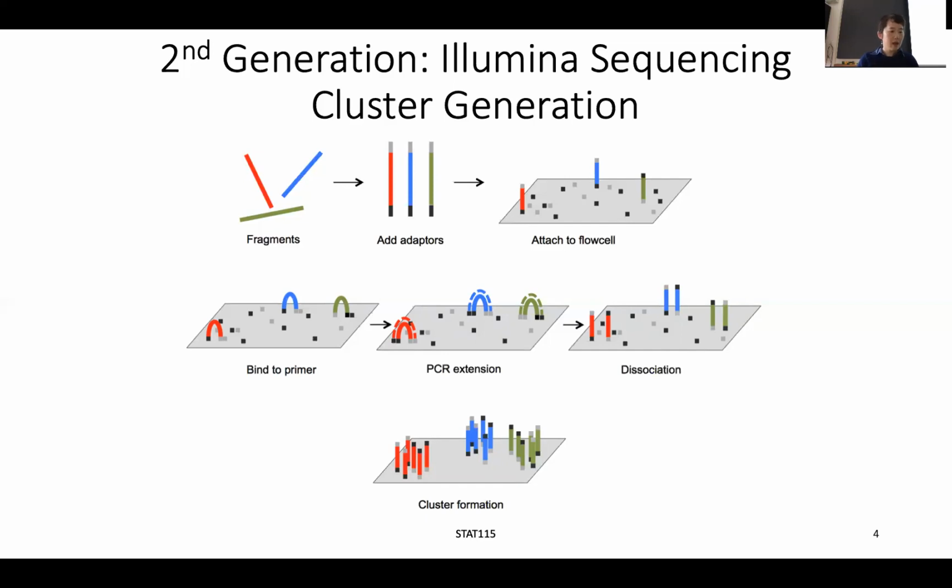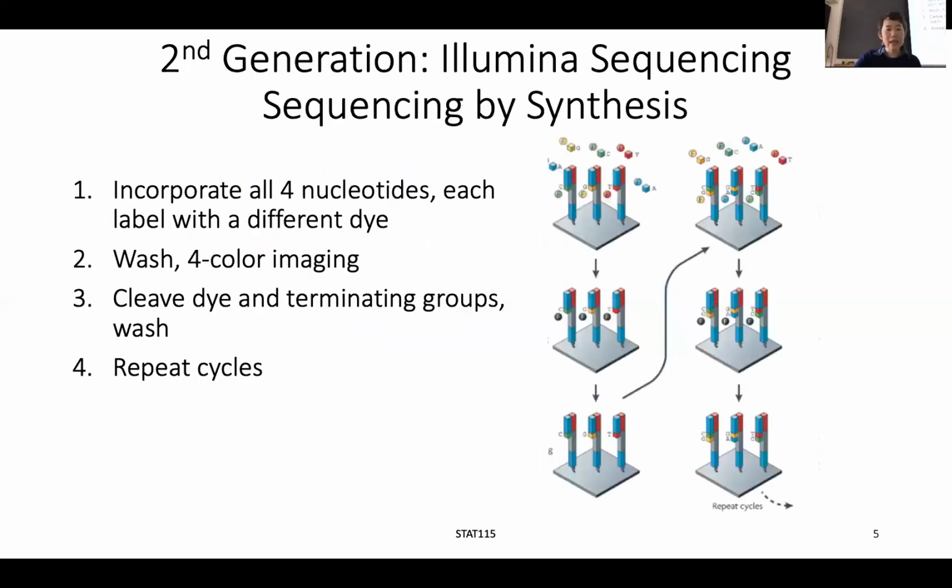So basically, you pour your mixture of DNA onto a glass slide, and each molecule in that location will try to make a few copies of itself. And once that's in place, we can do the sequencing. And this is sequencing by synthesis.